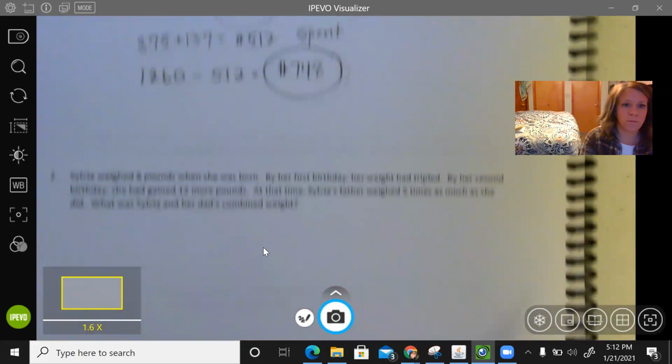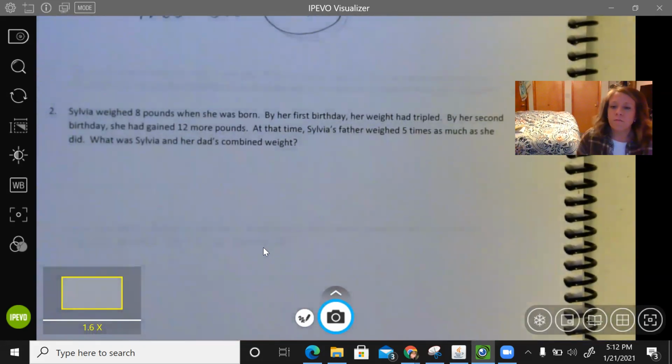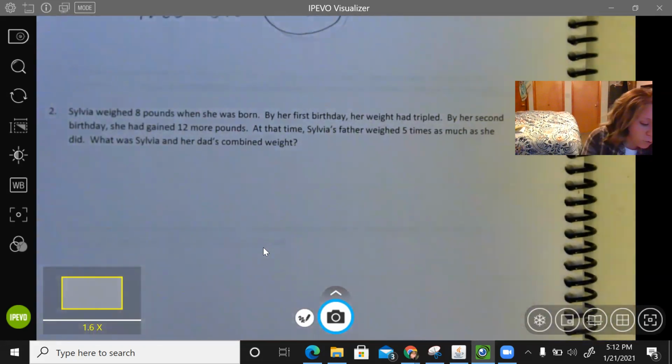Okay, let's go and move on to number 2. Sylvia weighed 8 pounds when she was born. By her first birthday, her weight had tripled. By her second birthday, she had gained 12 more pounds. At that time, Sylvia's father weighed 5 times as much as she did. What was Sylvia and her dad's weight combined?